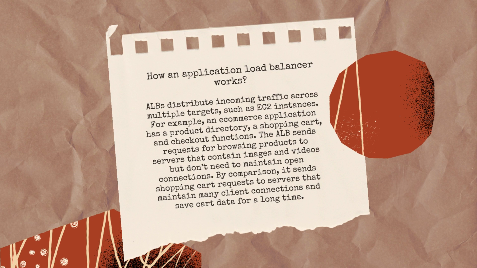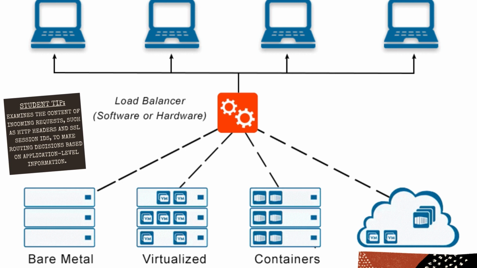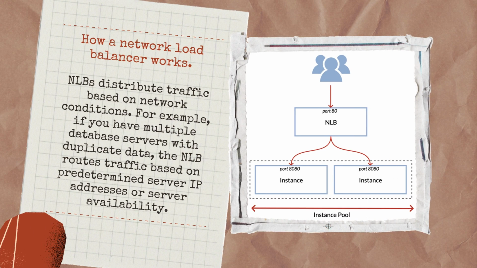ALBs distribute incoming traffic across multiple targets, such as EC2 instances. For example, an e-commerce application has a product directory, a shopping cart, and checkout functions. The ALB sends requests for browsing products to servers that contain images and videos, but don't need to maintain open connections. By comparison, it sends shopping cart requests to servers that maintain many client connections and save cart data for a long time.